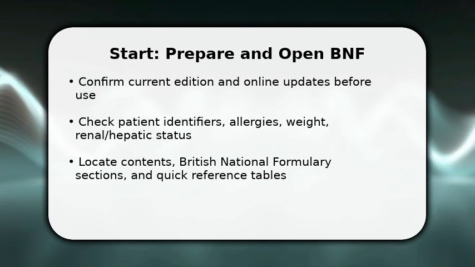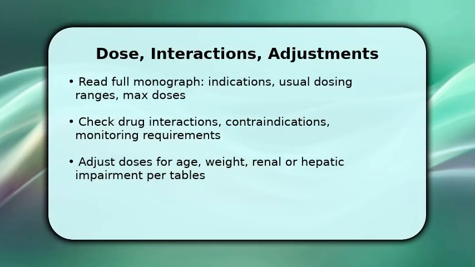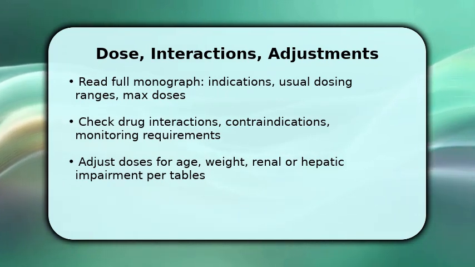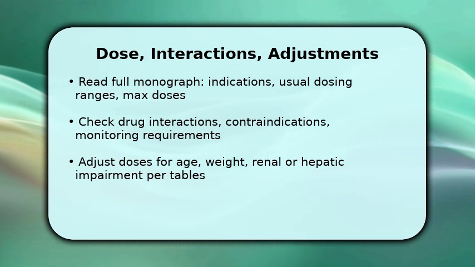Start with the drug monograph most applicable to your patient. You now read the monograph thoroughly. Focus on indications, usual dosing ranges, and maximum doses because those define safe prescribing. Then check interactions and contraindications. Use the interaction checker and note clinically significant pairs.